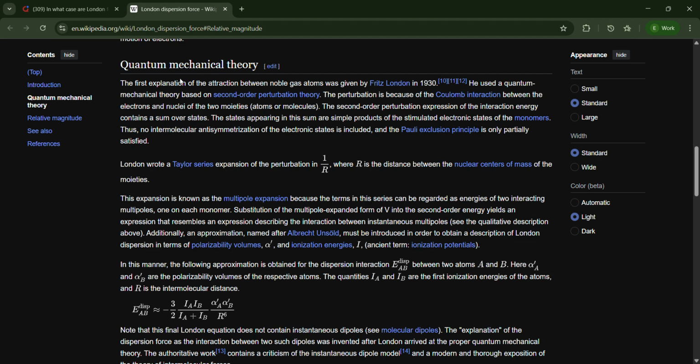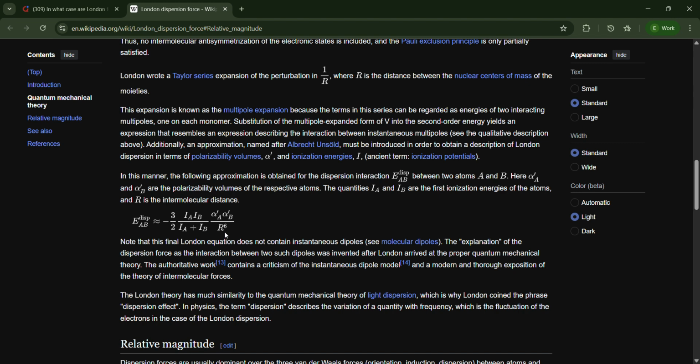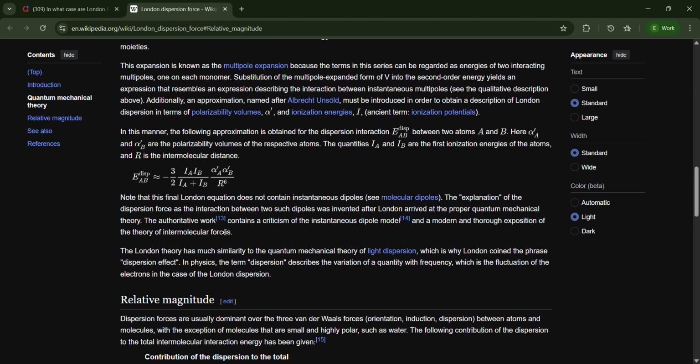Quantum mechanical theory is given and a distance factor of r raised to 6 is given in the equation. The London theory has much similarity to the quantum mechanical theory of light dispersion, which is why London coined the phrase dispersion effect. In physics, the term dispersion describes the variation of a quantity with frequency, which is the fluctuation of the electrons in the case of London dispersion.